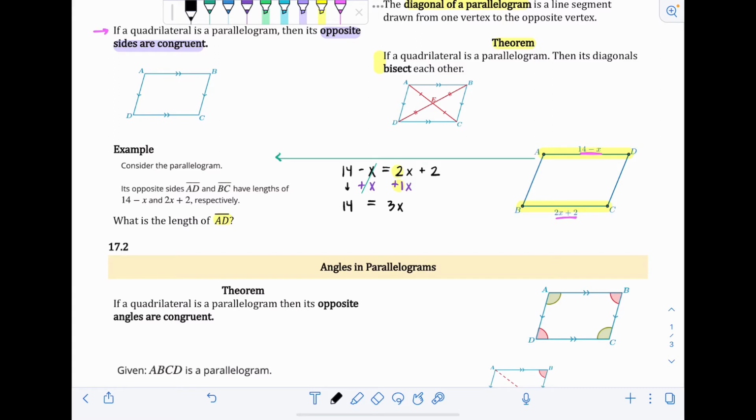And then bring down the plus 2. And then now I have my x's all on one side of the equal sign. So my goal now is to get x completely by itself, so start canceling out the things around it.